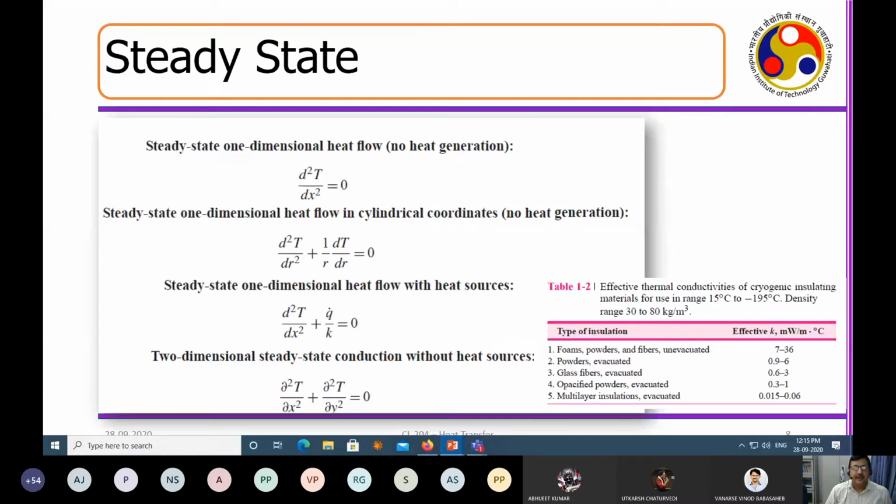Now, once you have done this equation, if somebody tells you that there is a steady state one-dimensional heat flow, steady state means there is no time component. One-dimensional heat flow with no heat generation means the Q dot component is missing. So your equation becomes d square T by dx square is equal to 0. Correct? So steady state and one-dimensional means that's why only x is coming. Two-dimensional means this will become d square T by dx square plus d square T by dy square equal to 0. And no heat generation means that the Q dot term is missing.